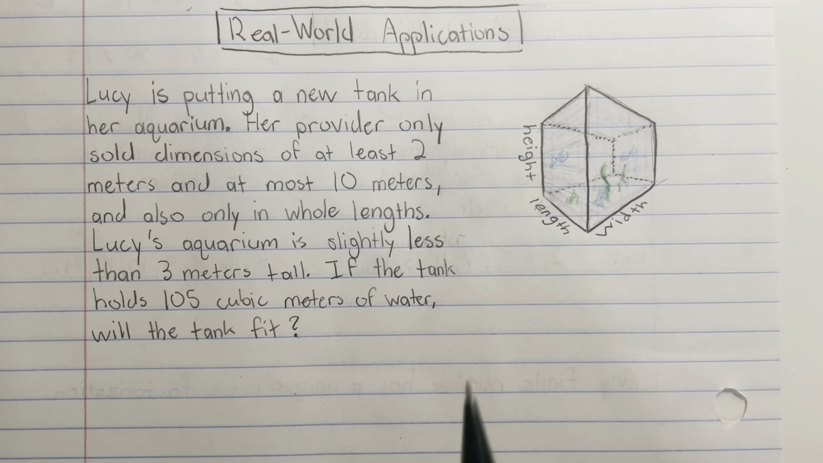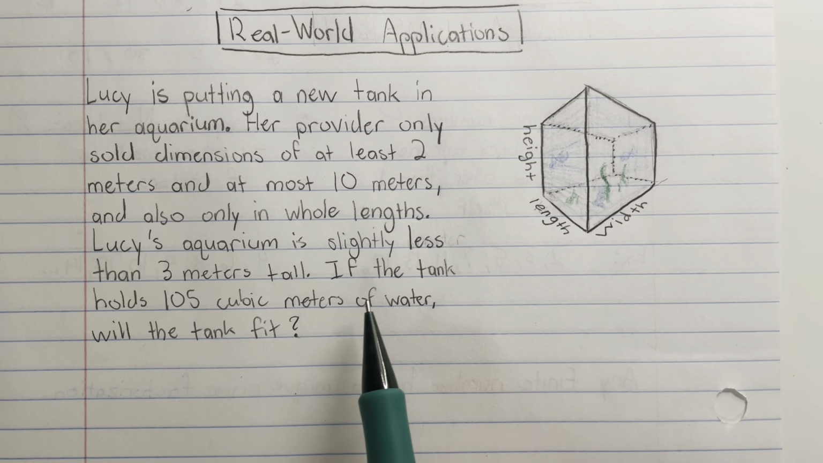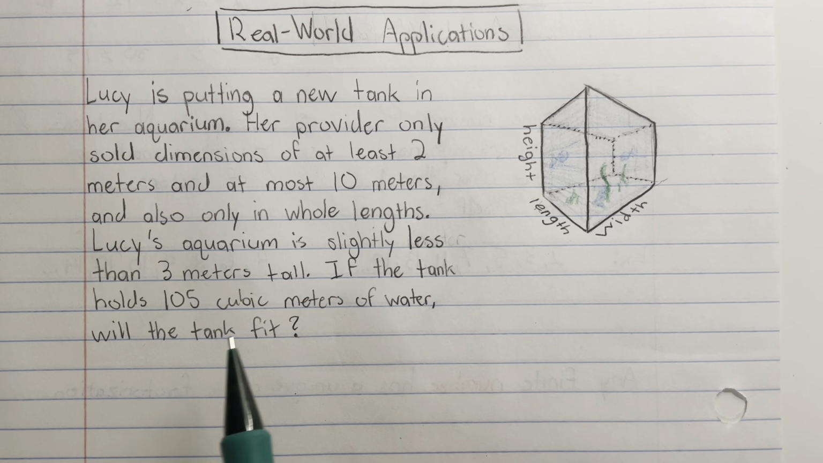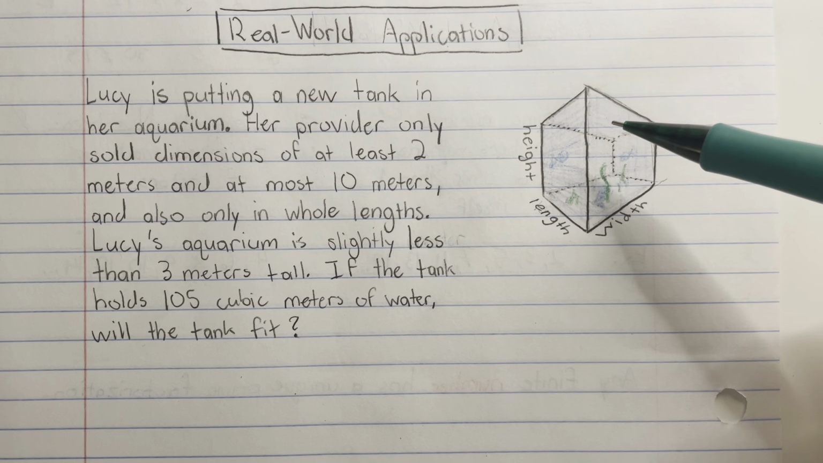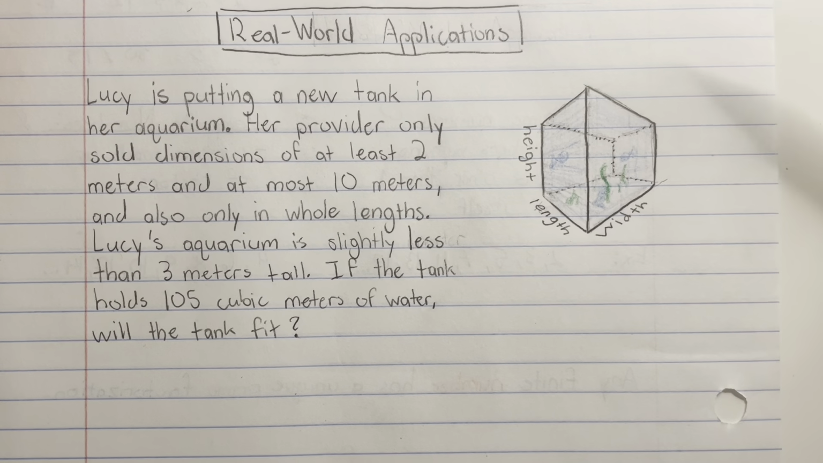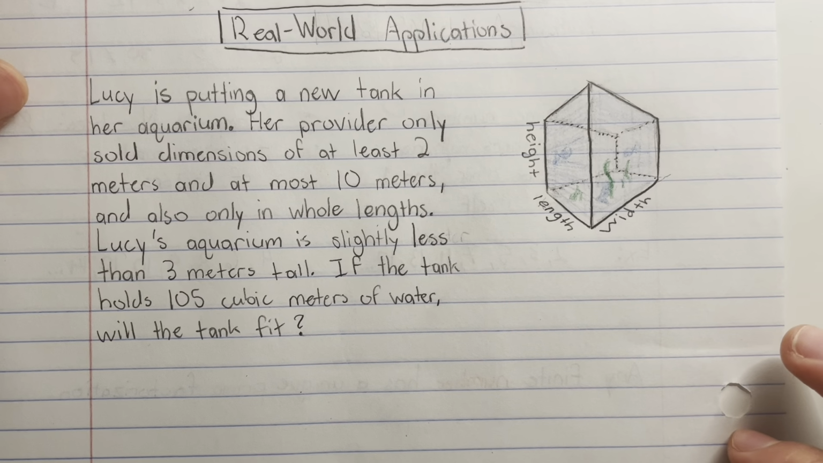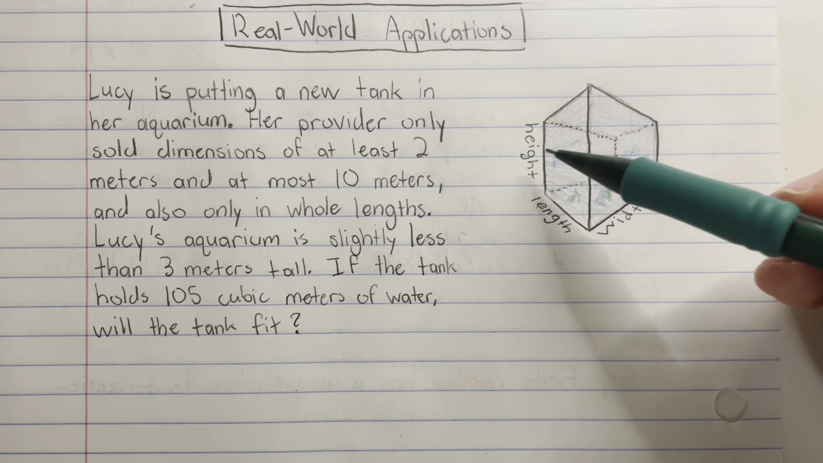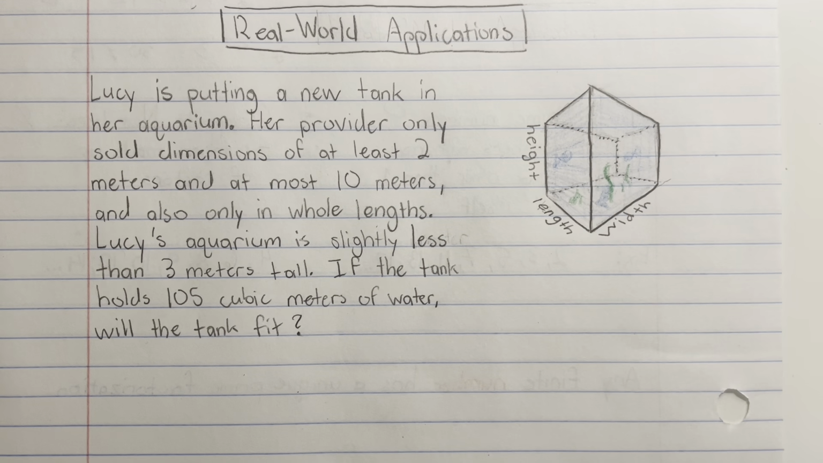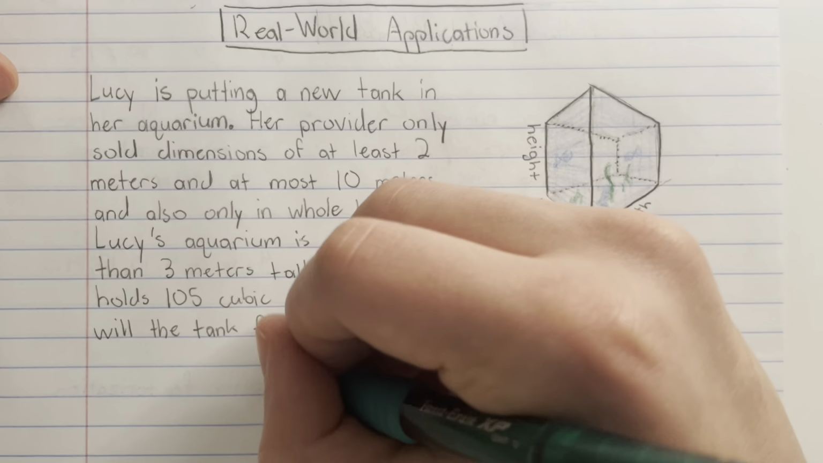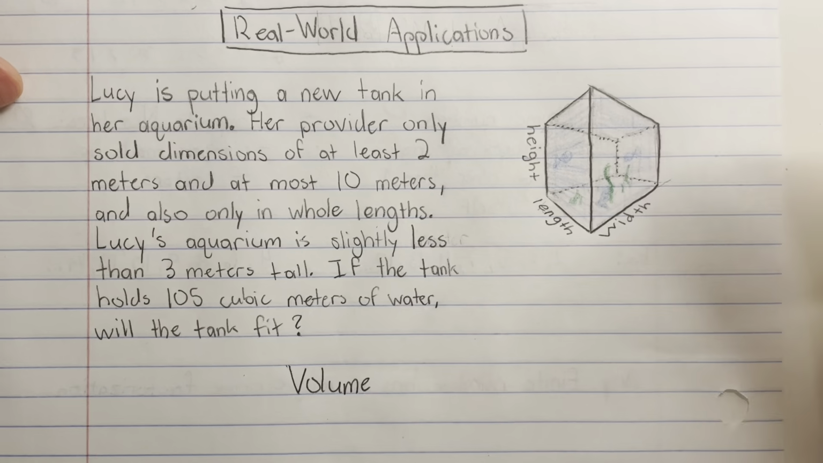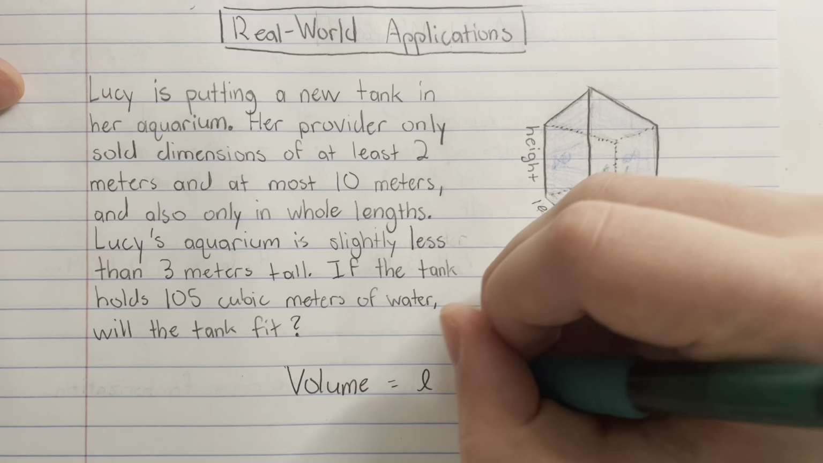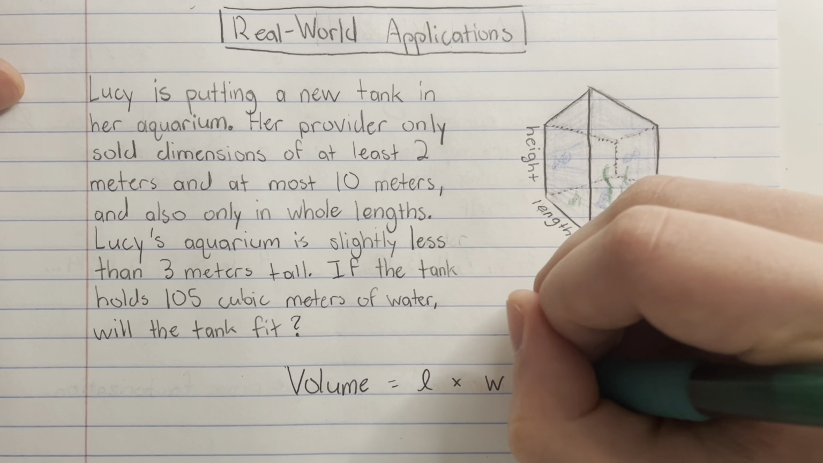Lucy's aquarium is slightly less than 3 meters tall. If the tank holds 105 cubic meters of water, will the tank fit? So we want to know if this box will fit inside her aquarium. And to do this, you have to know the relationship between volume and length, width, and height. So volume is equal to length times width times height.